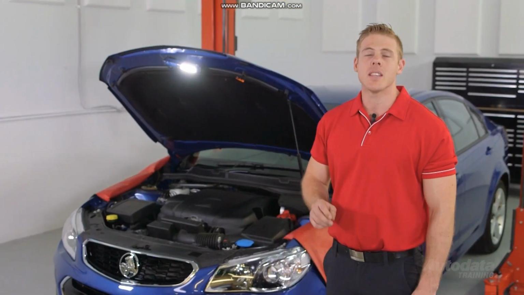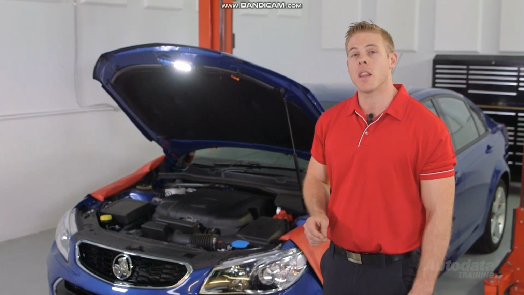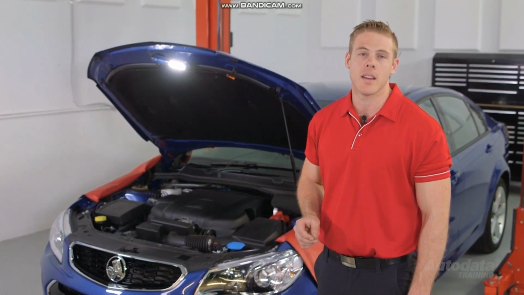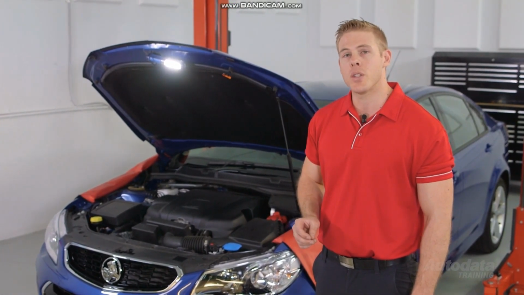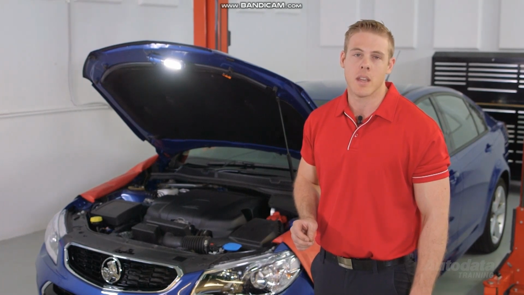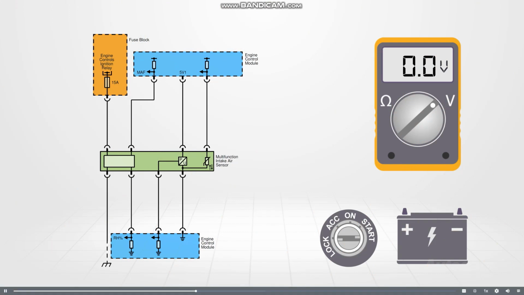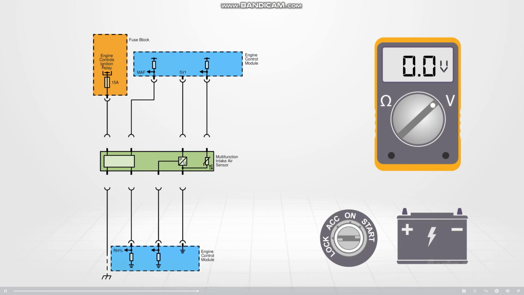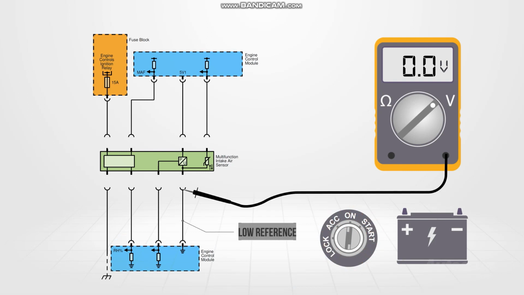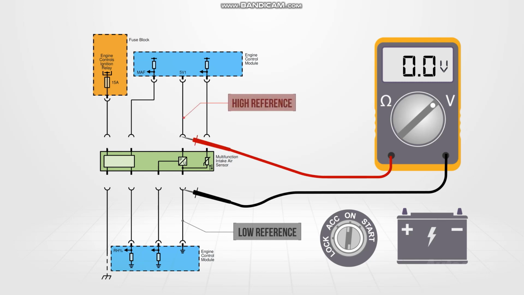This vehicle has a baro sensor designed as part of the multifunction intake air sensor. Other OEMs may choose to fit theirs in different locations, but their tests are identical. With the ignition off, disconnect the multifunction intake air sensor. With the ignition back on and the meter set to volts, place the black test lead on the low reference terminal in the harness connector and the red on the high reference terminal. Between 4.8 and 5.2 volts should be displayed.